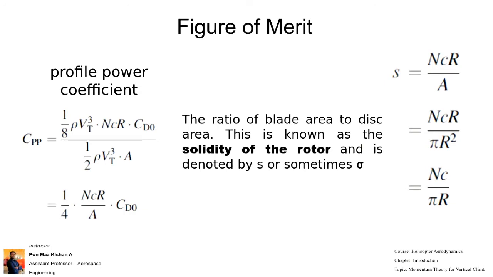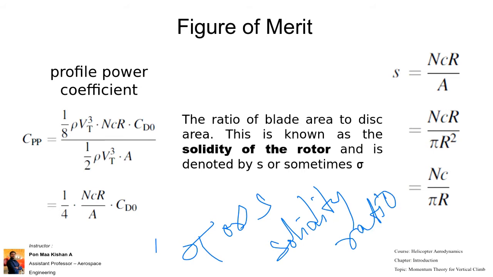We have the solidity ratio, sigma r. It is mentioned as sigma r s. Okay, solidity ratio. Solidity ratio is nothing but the ratio between blade area, that is NCR, the blade area, to the disk area. Disk area is A. So NCR by A is called the solidity ratio.